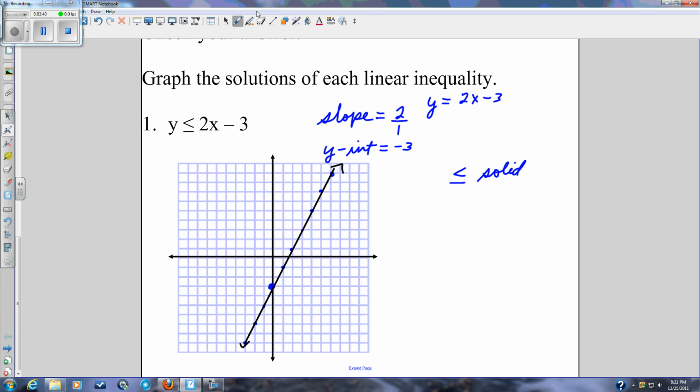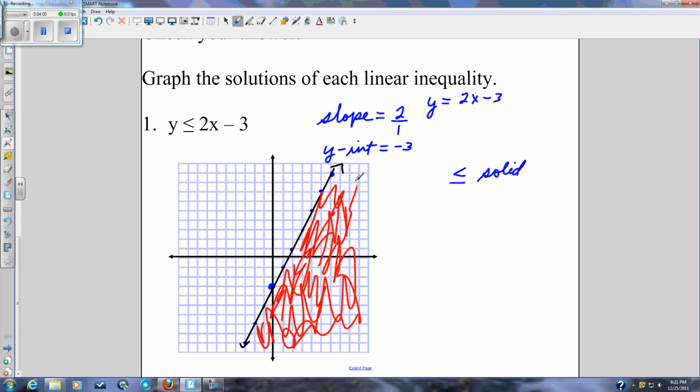And now, since this is a less than sign, less than or equal to, but since it does have a less than in there, we want to shade below the line because that's where values will be less than the line. So below the line. Okay, you get the idea here.